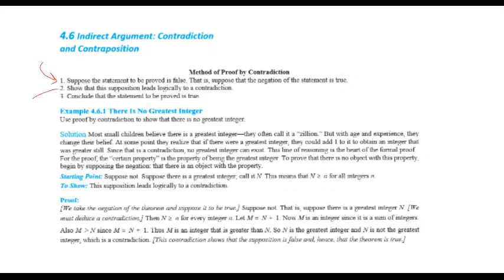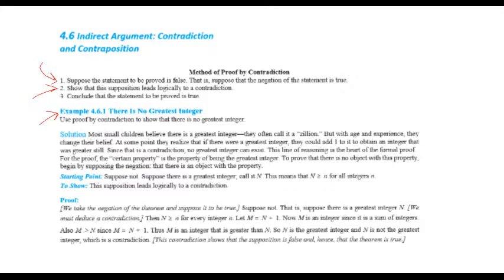Then in the second step, we show that this supposition leads logically to a contradiction, and from these first two steps we conclude that the statement is true. So let's see an example. For example, we want to prove that there is no greatest integer. Okay, we want to use the method of proof by contradiction to show that there is no greatest integer.